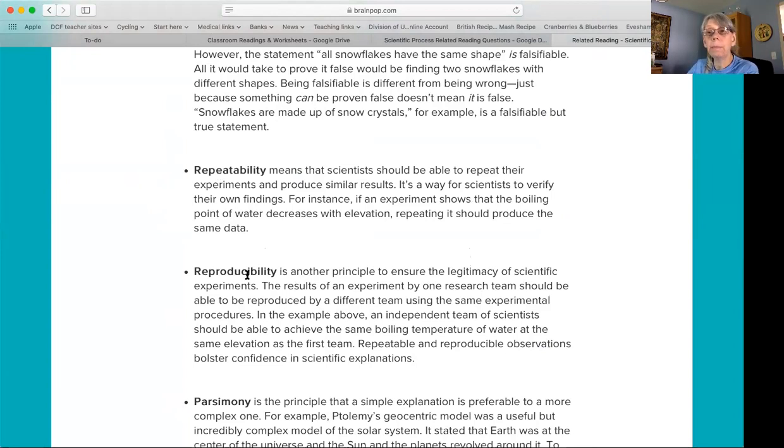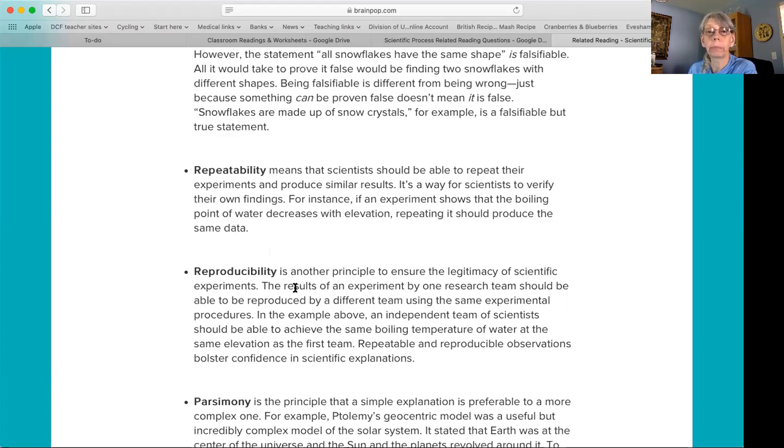Repeatability means if you do an experiment and you get a certain result, if you try the exact same experiment again, you will get a very similar result. You're doing it yourself, you do it more than once, you should get similar answers.